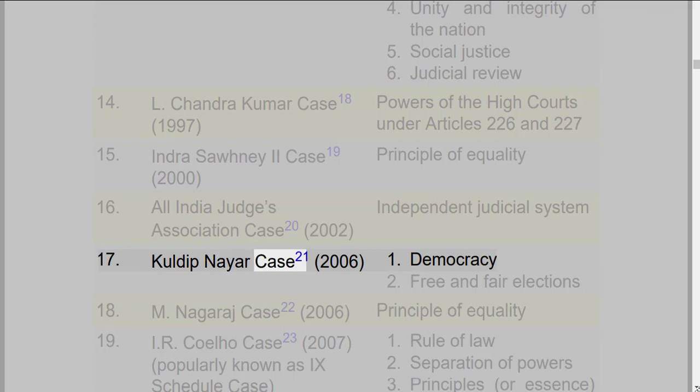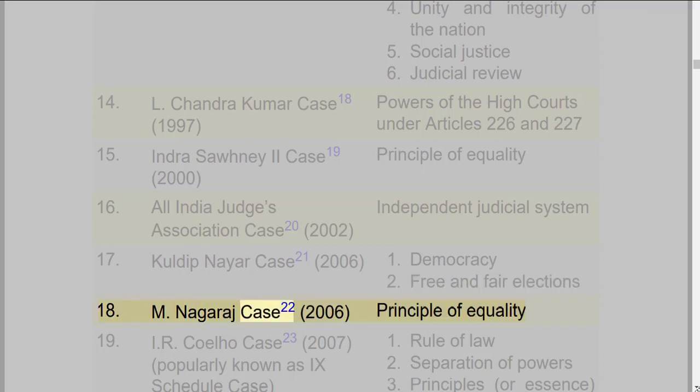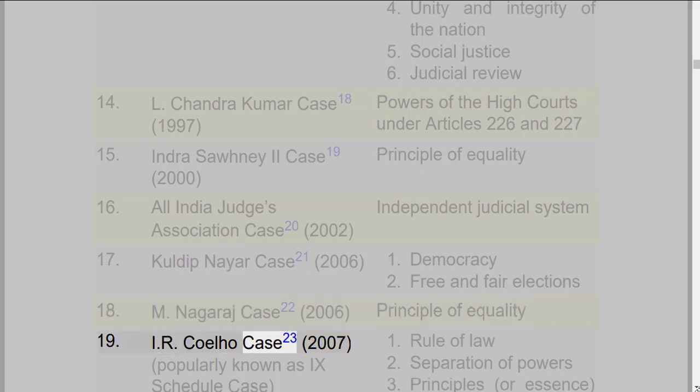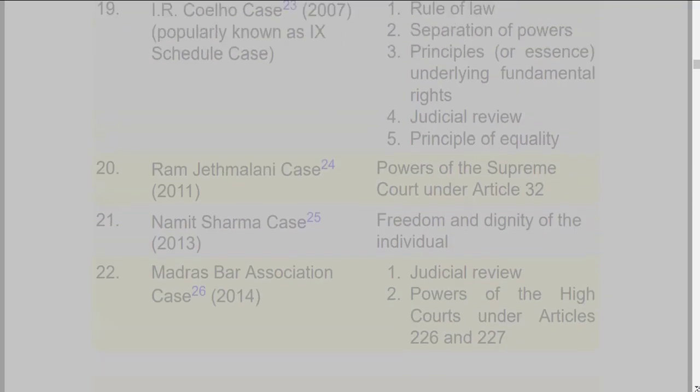17. Kuldip Nayar Case, 2006: 1. Democracy. 2. Free and fair elections. 18. M. Nagaraj Case, 2006, principle of equality. 19. I.R. Coelho Case, 2007, popularly known as the Ninth Schedule Case. 1. Rule of law. 2. Separation of powers. 3. Principles, or essence, underlying fundamental rights. 4. Judicial review. 5. Principle of equality. 20. Ram Jethmalani Case, 2011, powers of the Supreme Court under Article 32.